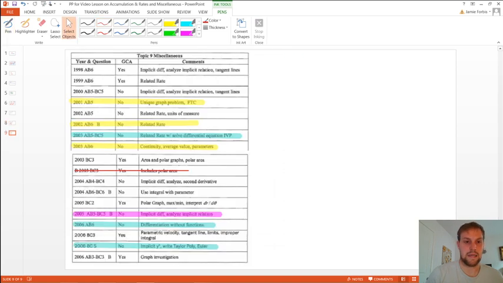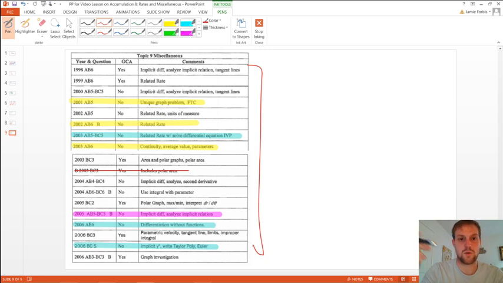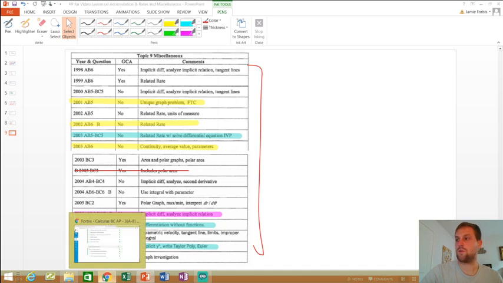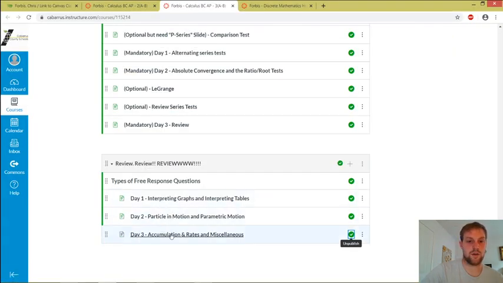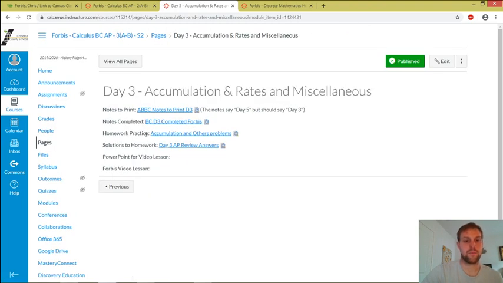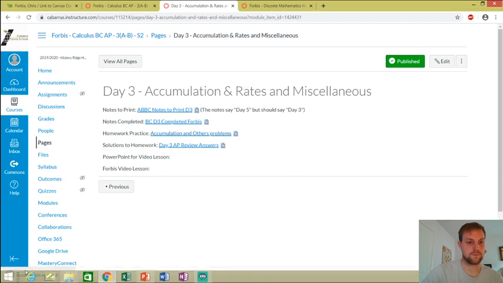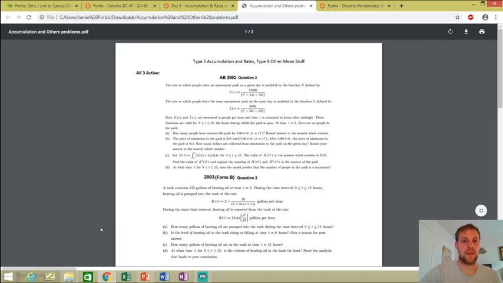All right. And here you have some more problems to practice all those miscellaneous types. You can see in all the comments here, they're either related rates or implicit differentiation or unique problems with those. Okay, so you can kind of look through those if you really want to. But what I've already done for you is under day 3, I have set up practice problems again. Let's go right here. And the solutions to these.